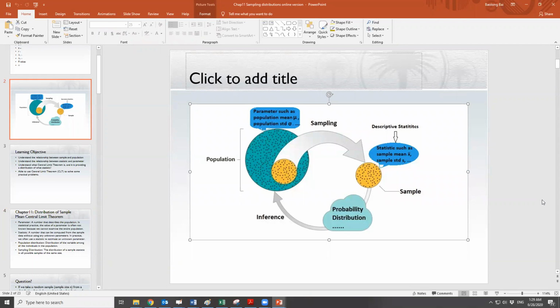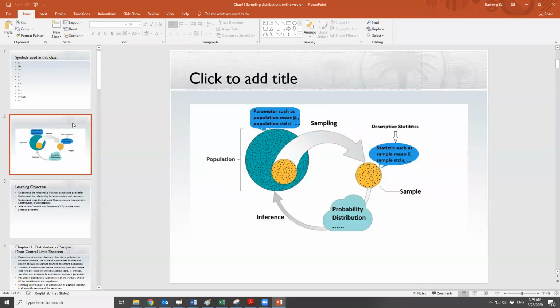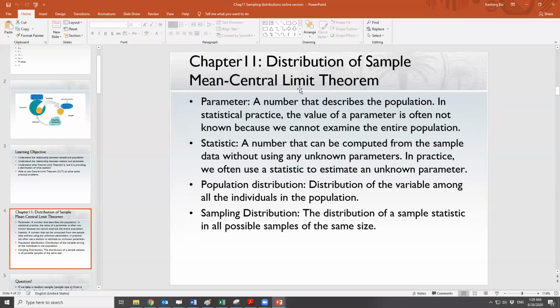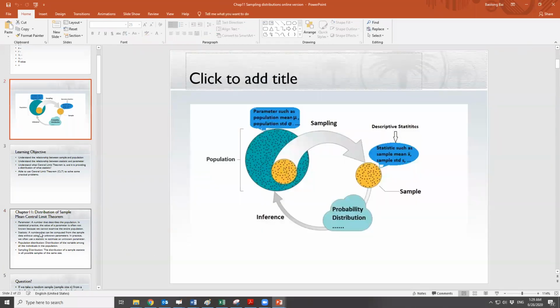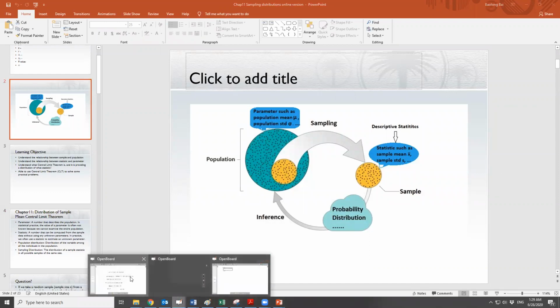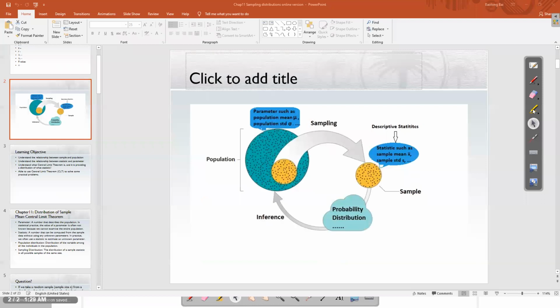Hello, everyone. So today we're going to finish up all the theory classes. This is the last theory class for the semester. And after this, we're going to go to inferences. So the title is Distribution of Sample Mean, Central Limit Theorem. This is the last theory class, right? So we're going to be done by today for this part.